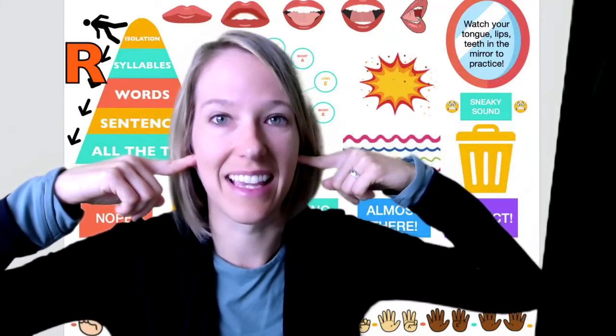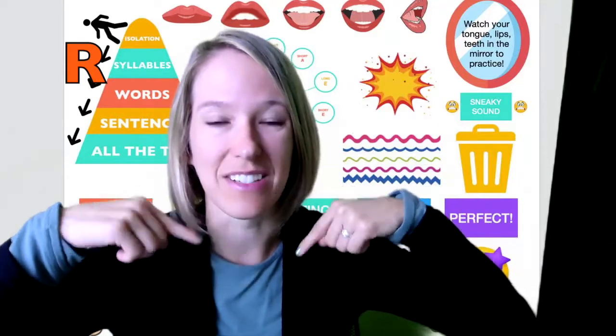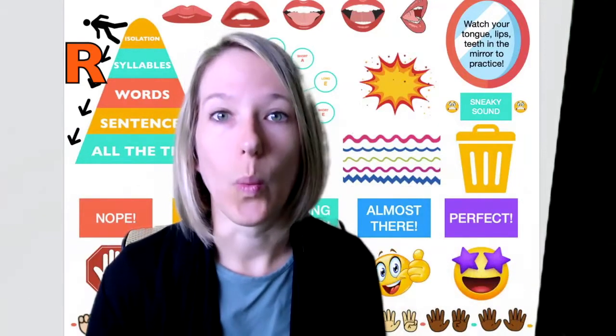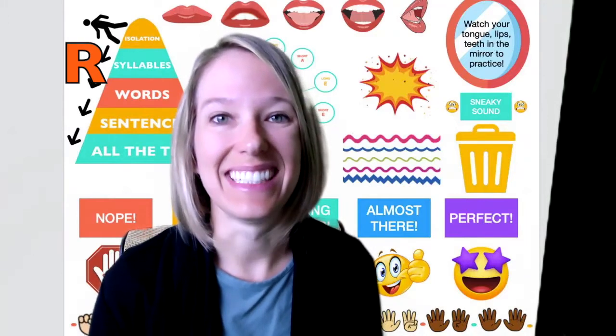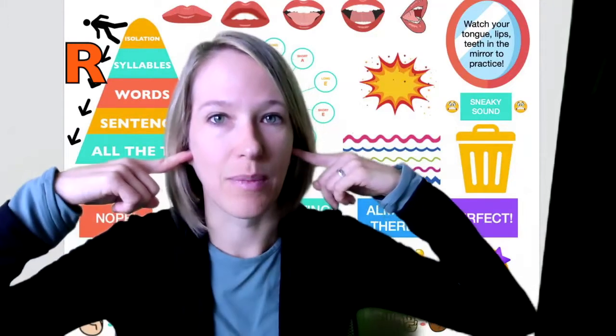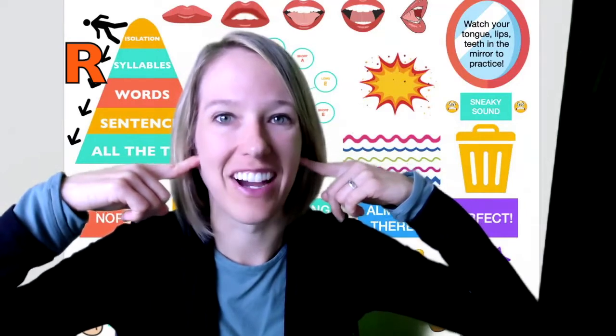And then the second thing is to make sure they smile, because if they don't smile, sometimes they'll say wabbit. See how my lips were rounded there instead of in a smile for rabbit. So I think about tongue back and smile for my r cue.